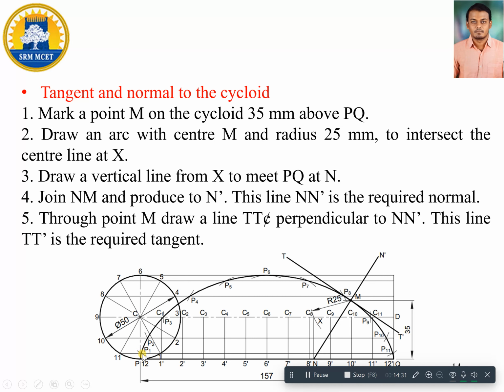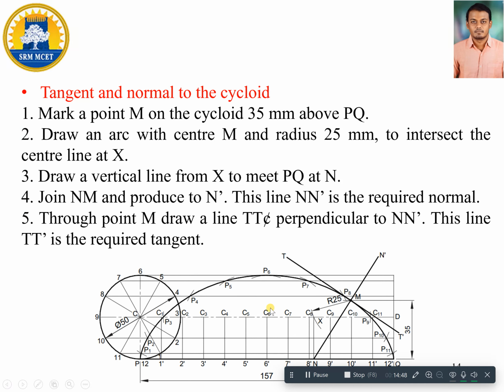So that is my point P1. Then moving to C2, cut with the same dimension 25 mm, point P2. And moving to C3, here I am getting P3. And moving to C4, cut one arc on the fourth line, which is P4. And moving to C5, cut one arc on the fifth line, which is P5.